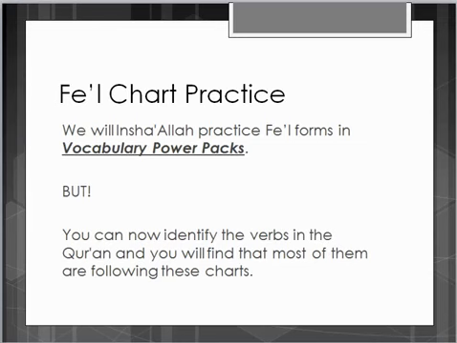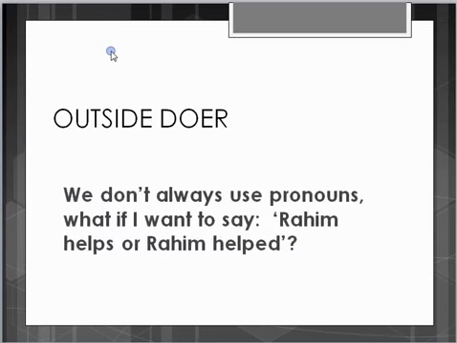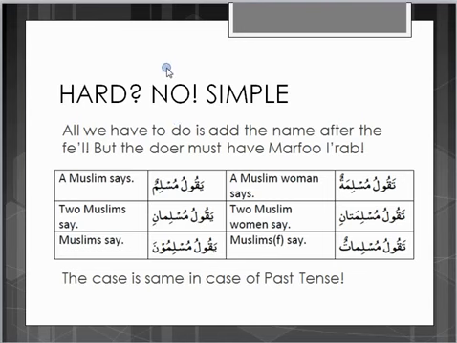Okay, so there was one thing left. What if somebody wants to say Rohim helps or Rohim helped? Because so far we were talking about pronouns. Easy, it's nothing. If you want to say a Muslim says, you just have to say Yaqulu Muslimun. You have to add the word Muslim, the speaker, in the end, and he must be Rafa. All we have to do is add the name of the speaker after the Fe'l, but the doer must have marfu' i'rab.